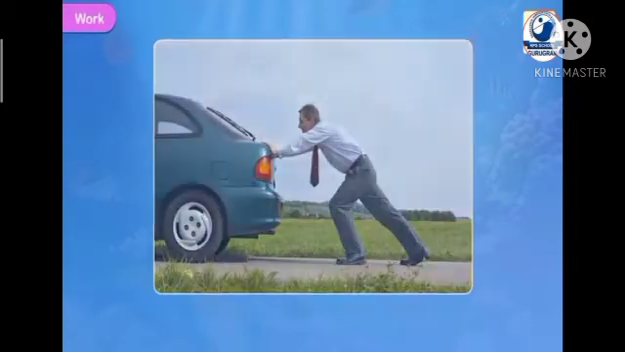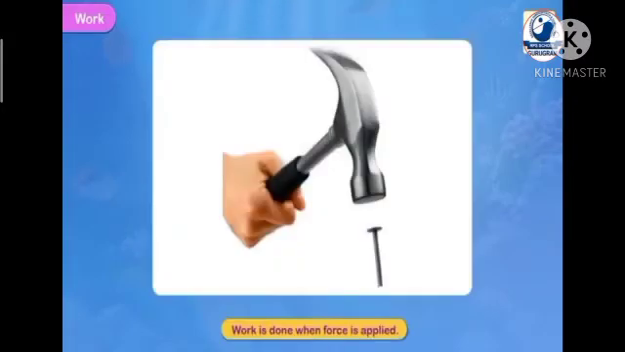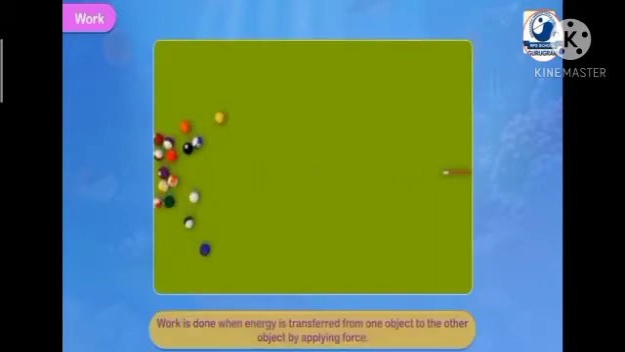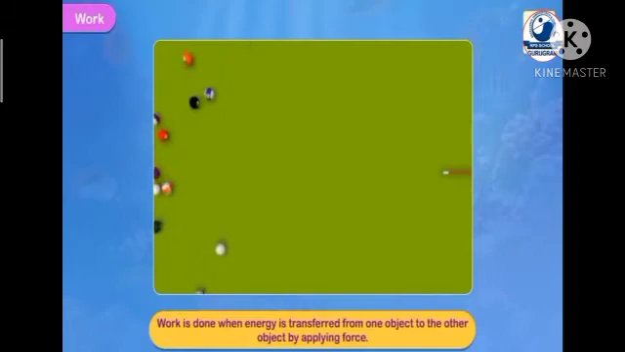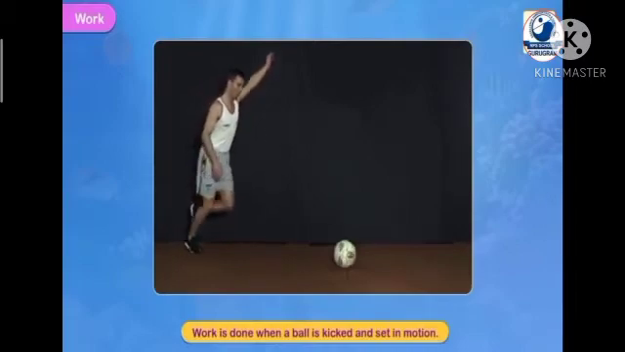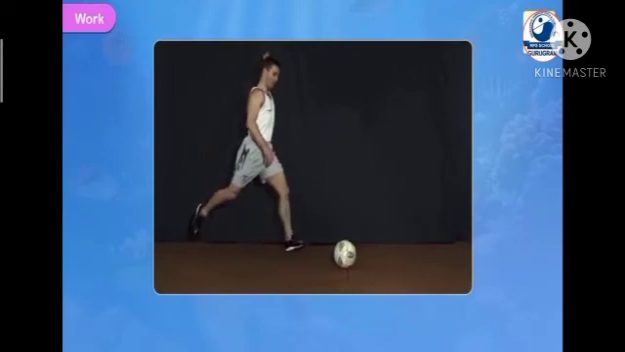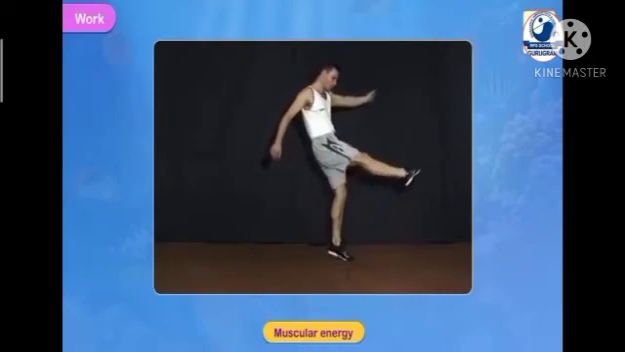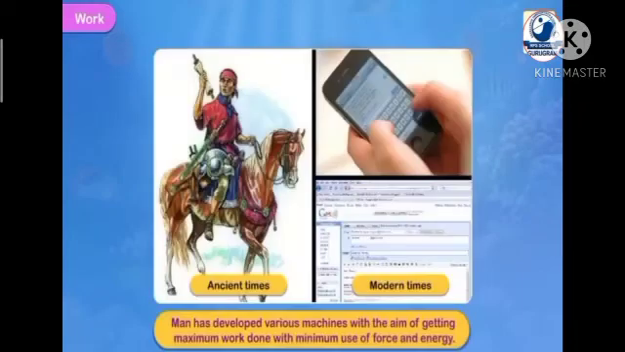Work. Work is done when force is applied. We apply force to get our daily chores done. In terms of energy, work is done when energy is transferred from one object to another object by applying force. For example, work is done when a ball is kicked and set in motion. This work is done by the force applied to kick using muscular energy.